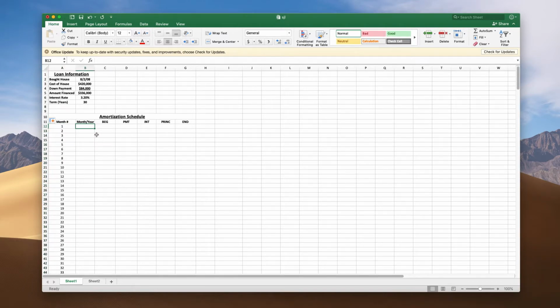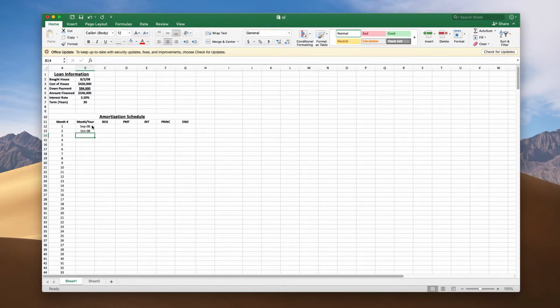The next thing you want to do is figure out the actual months and years. If your client bought a house in August of 08, the first payment is due a month later. So I'm going to put in September 2008, and then the next month is October 2008. I must have put in 09 by mistake.